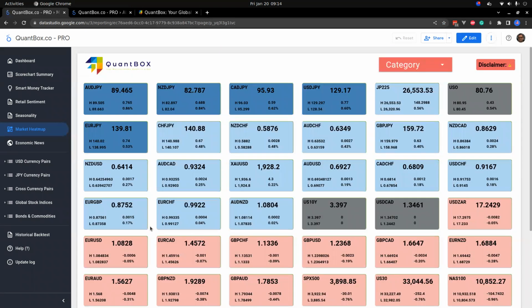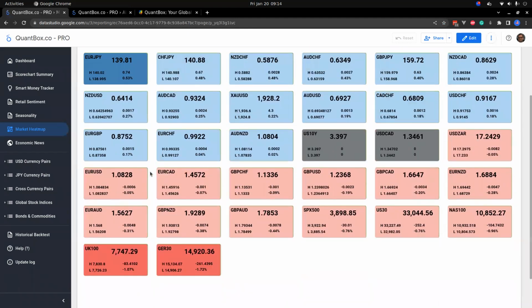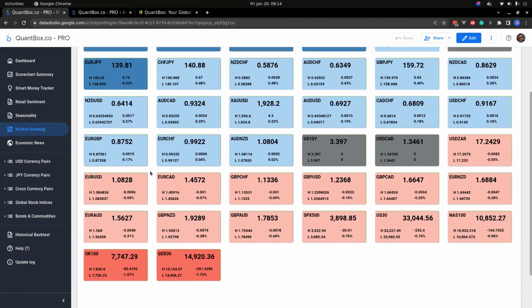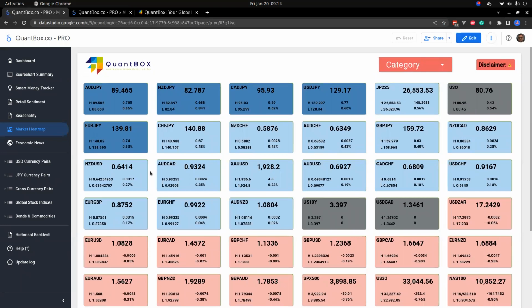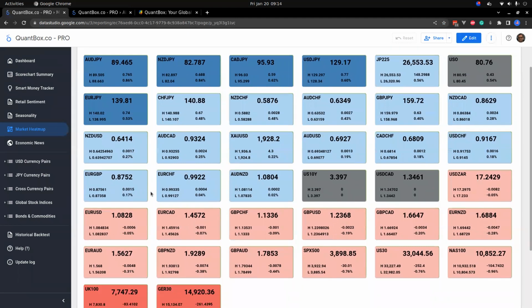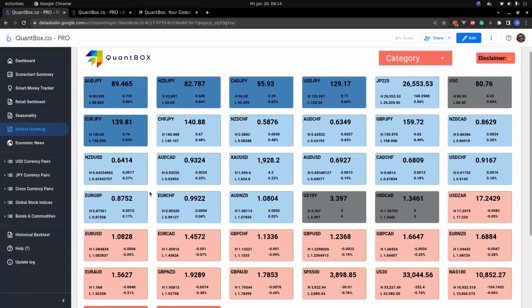Very helpful, because instead of looking at your charts and going through a whole bunch of charts, this really saves a lot of time. It makes it very efficient. And this updates all the time. So if you refresh this before market open, you will get updated stats. Keep an eye on the market heat map, right? It's your friend, totally. Let me show you what we do.